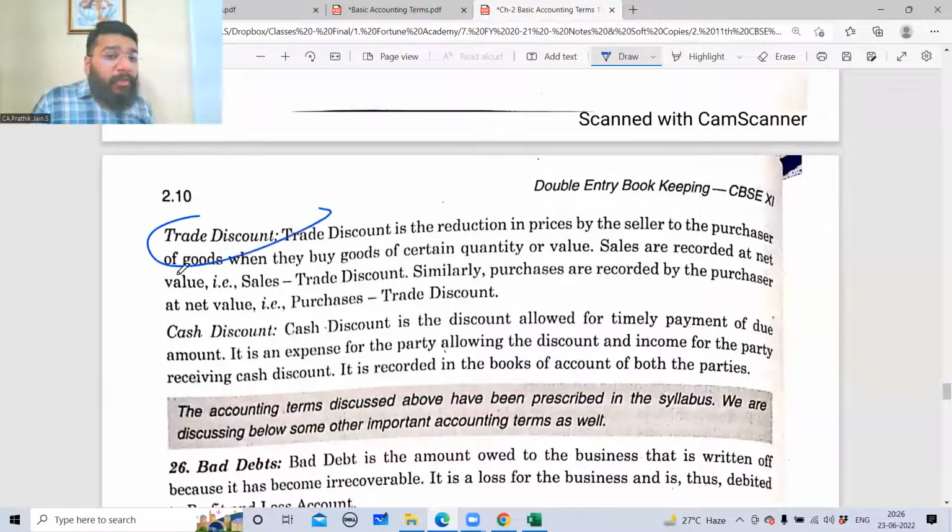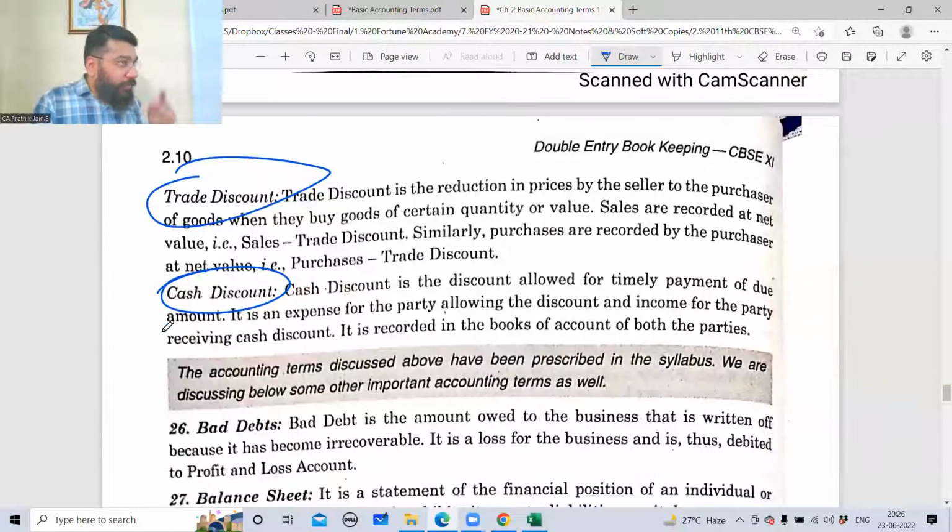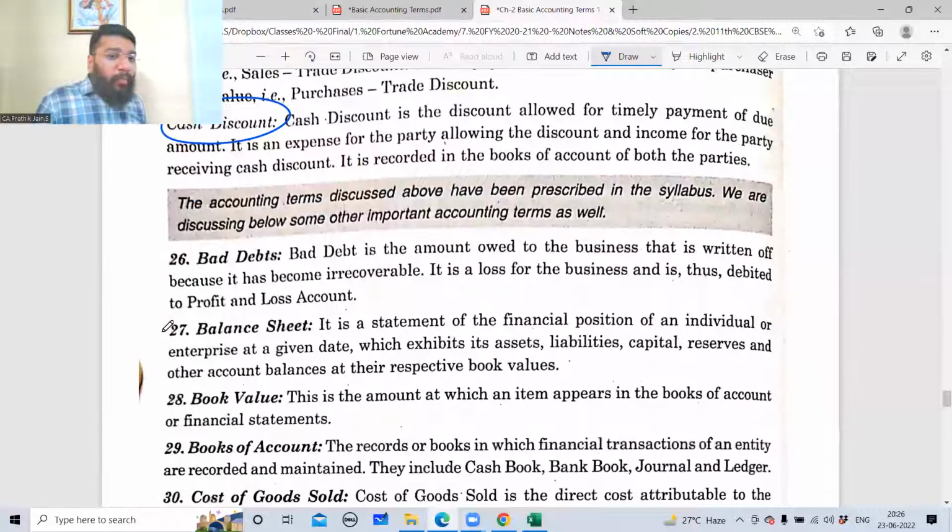For example, trade discount means what? Cash discount means what? We'll be discussing with a practical question in the journal entry chapter. When you do the journal entry, I'll be discussing what is trade discount and cash discount. I'll give a practical example so that you can relate to what I'm talking about. If I discuss now, it is going to go over your head, and you'll not be able to relate to that. What is bad debts? In future, we'll discuss.